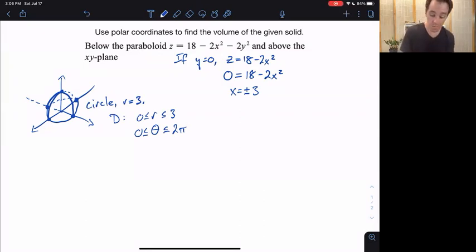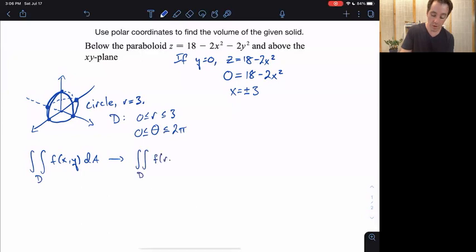All right, so let's write the integral in the first place. We haven't written it yet. So we're going to say integral of f of x and y dA over this domain. That's going to turn into integral over the same domain of f of r and theta dA, but remembering that when we turn it into an actual dr d theta, we're going to have to include the r factor there. It's going to be r dr d theta.